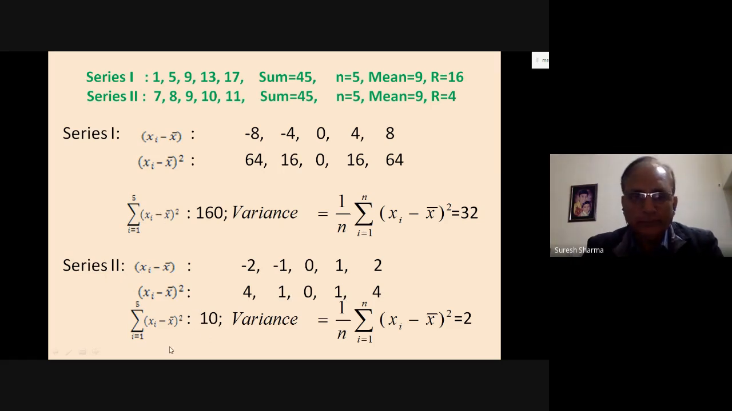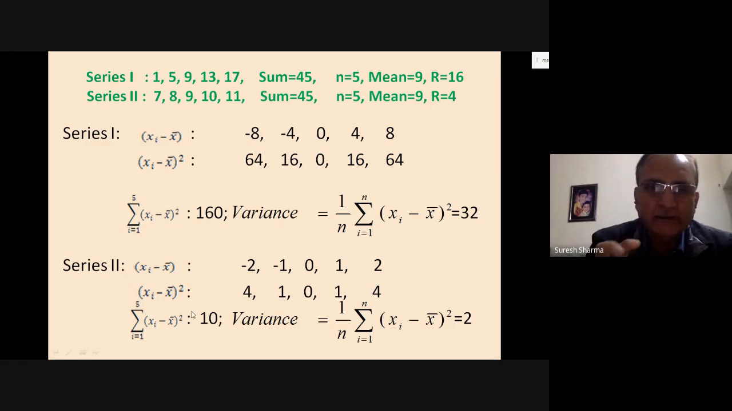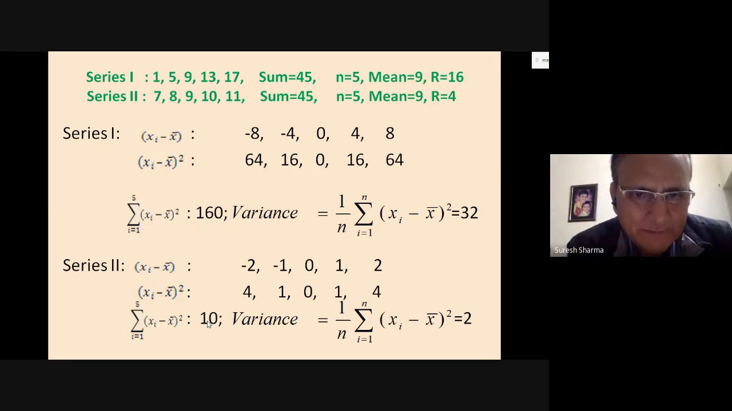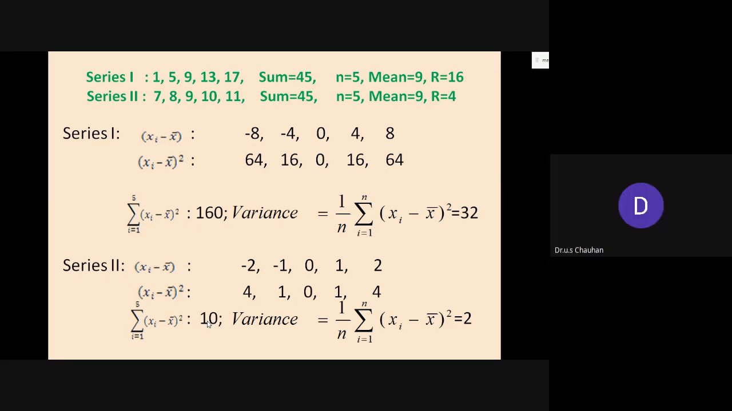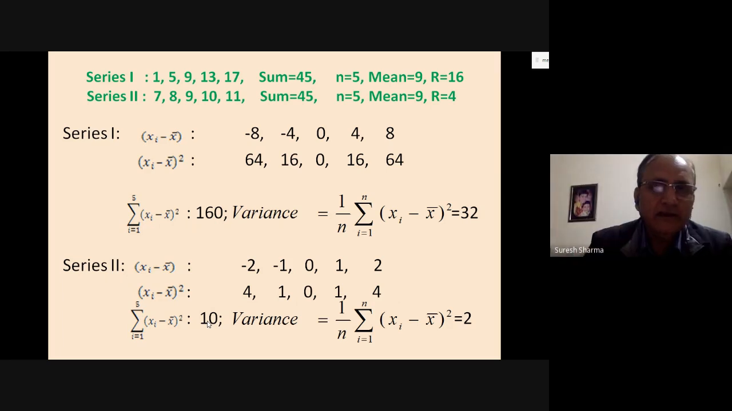Now, if you compare this sum and this sum, you are arriving at some mathematical formula: where this sum is high, the dispersion is more, because in series 1, the dispersion is more. Where this sum is less, the dispersion is less. Yes or no? But listen to me carefully. These are just five observations. So maybe this sum you can compare.